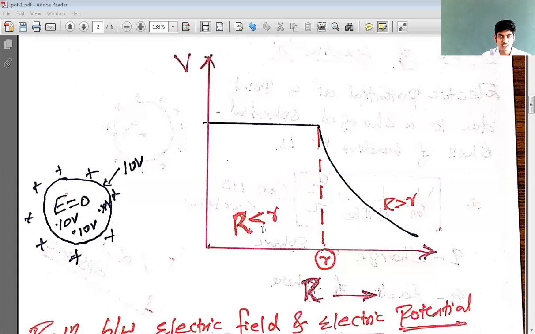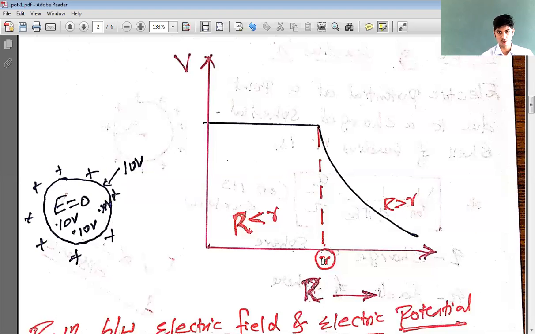When distance of the point is less than radius of the sphere, R represents distance of the point. Can you tell me where will be the point? Whether the point will be outside the sphere, on the sphere, or inside the sphere. Inside the sphere. Inside the sphere, the potential should remain constant. That is represented here. Potential constant.